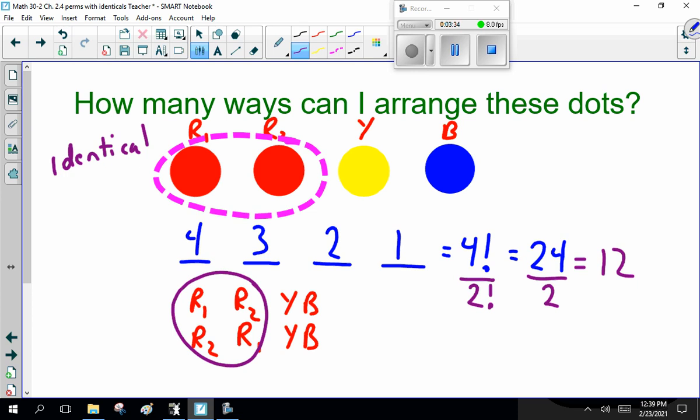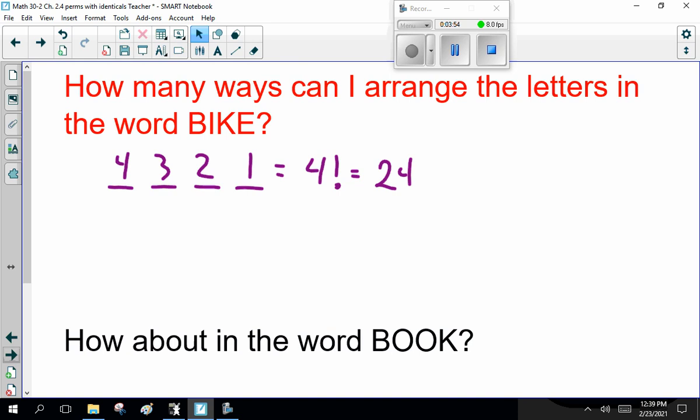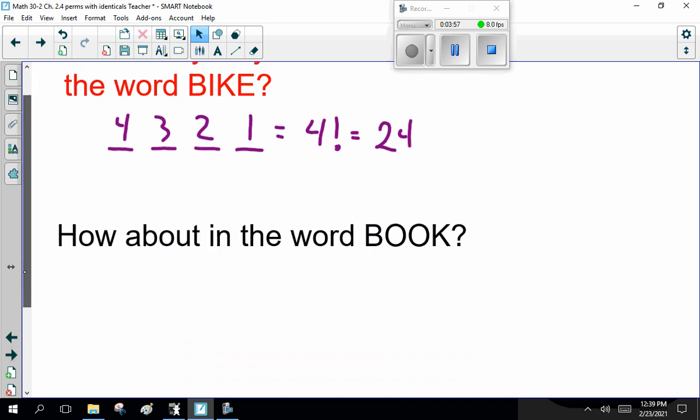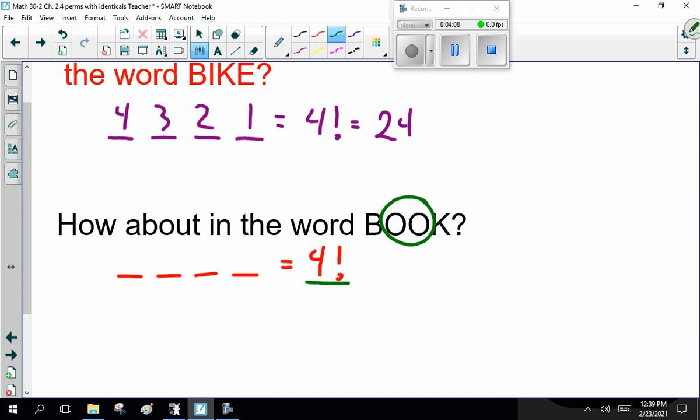Now, let me do another example. How many ways can I arrange the letters in the word bike? 4, 3, 2, 1. Once again, 4 factorial is 24. How about the word book? 4 factorial. But we have a pair of O's. So I have to divide by 2 factorial. That's 12.